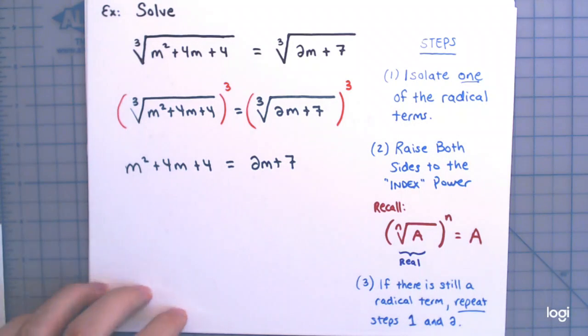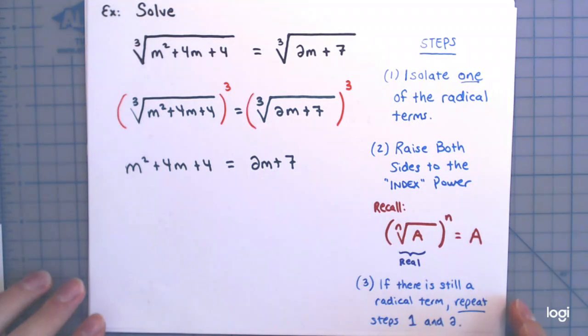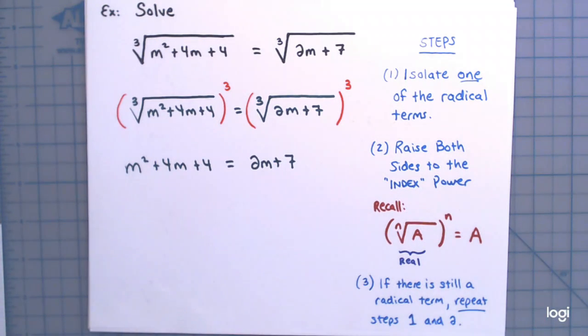Right, where you isolate that radical term and then raise both sides to the index of that radical. Okay, so I don't have that here. So just keep this in your head. I'll pop this back up again later.